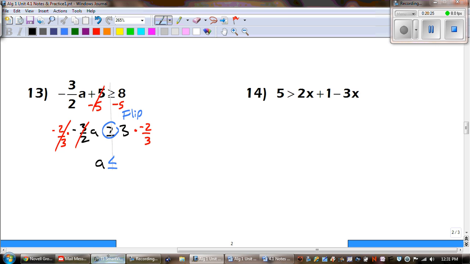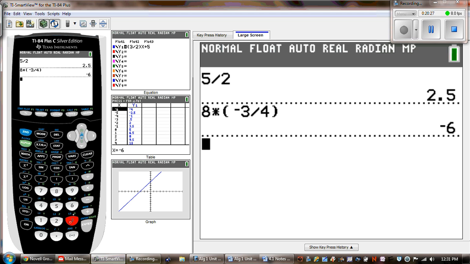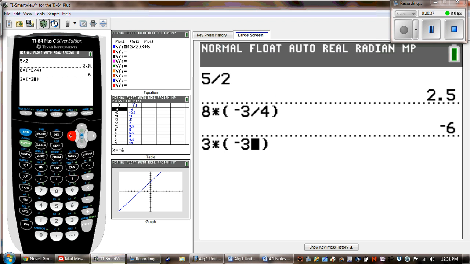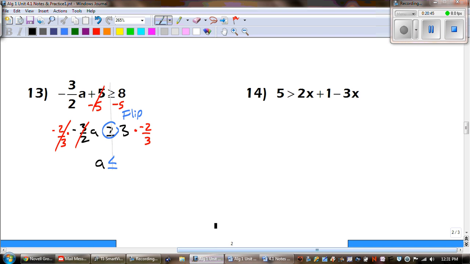A is all by itself. And then we have 3 times negative, was it negative 3 over 2 or was it negative 2 over 3? Negative 2 over 3. Okay, so I get to come back here. Negative 2 divided by 3. All right, and we get negative 2. My variable's on the left, which means I'm all done. And now I can graph it.